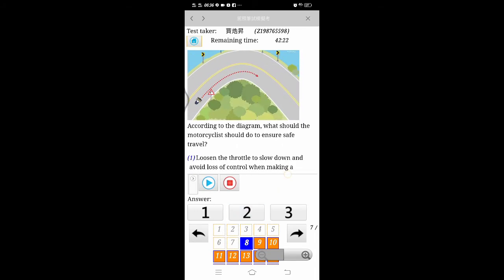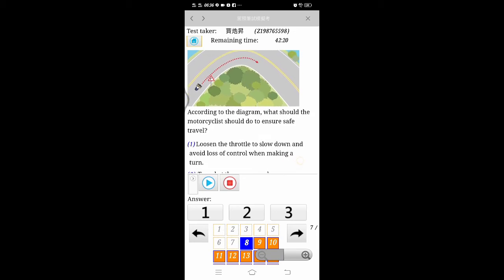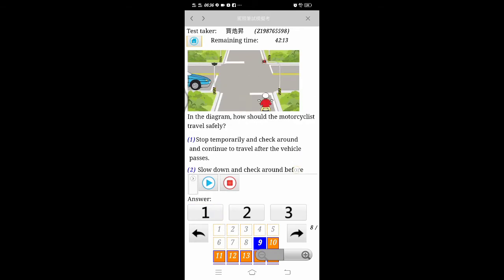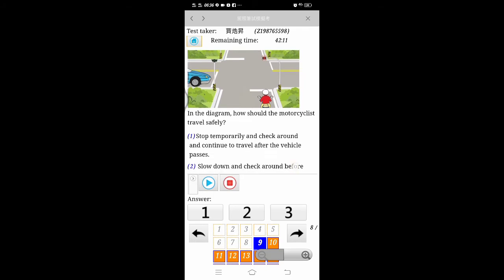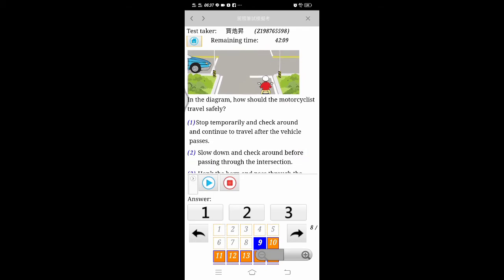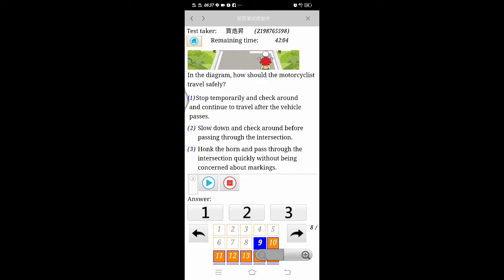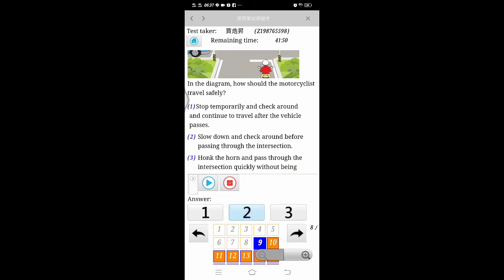According to the diagram, what should the motorcyclist do to ensure safe travel? 1. Loosen the throttle to slow down. In the diagram, how should the motorcyclist travel safely? 1. Stop temporarily and check around and continue to travel after the vehicle passes. 2. Slow down and check around after passing through the intersection. 3. Honk the horn and pass through the intersection quickly without being concerned about markings.